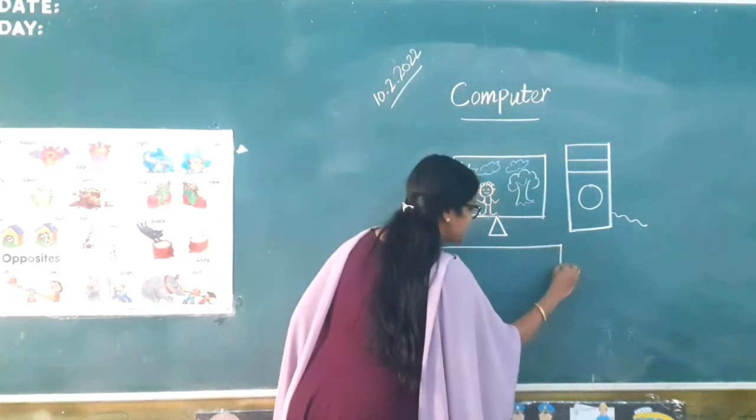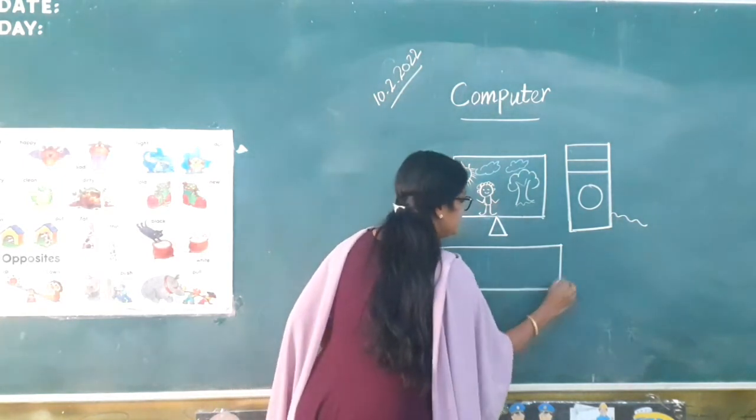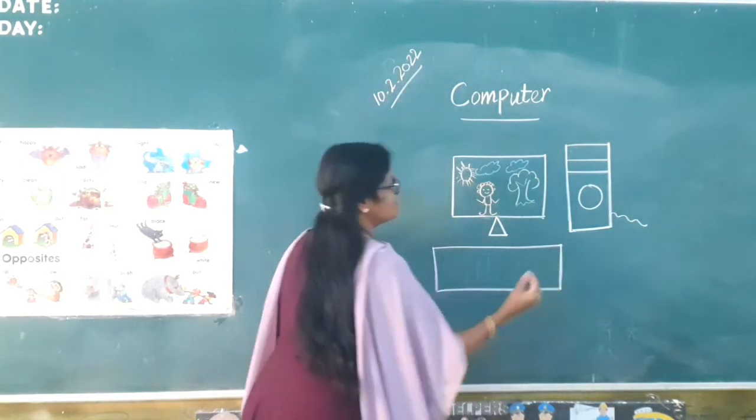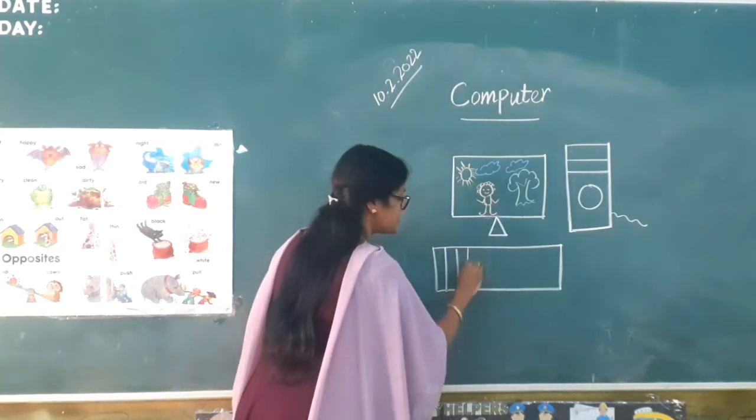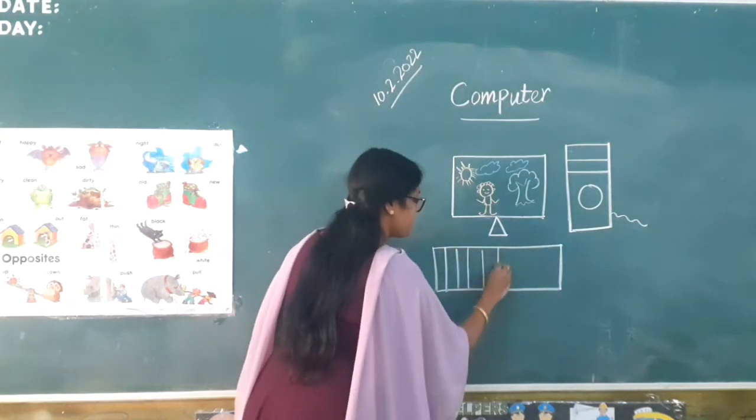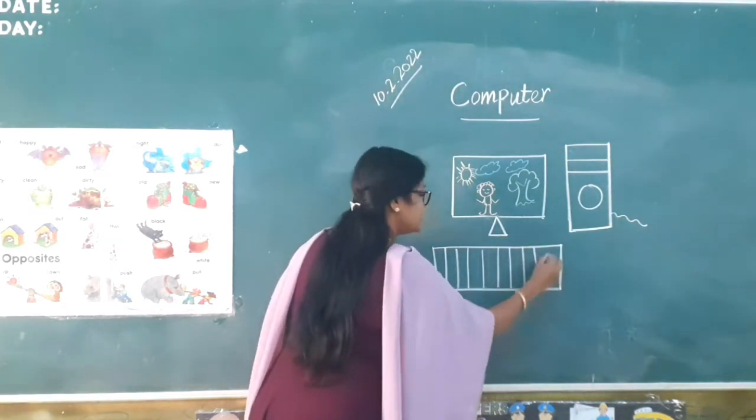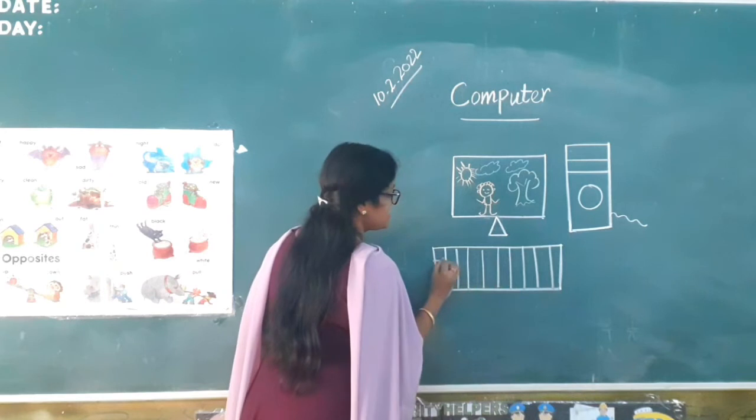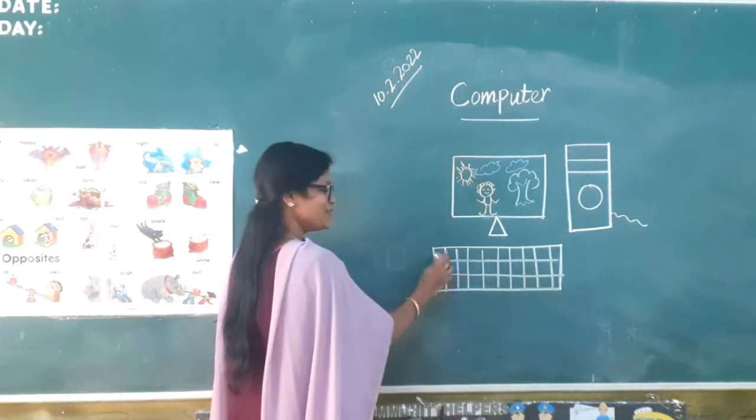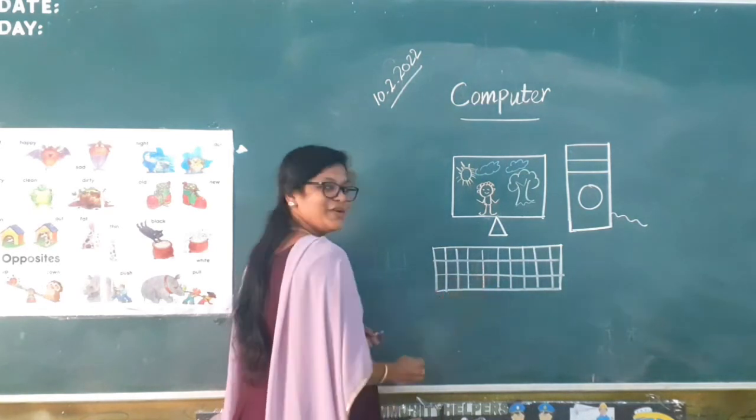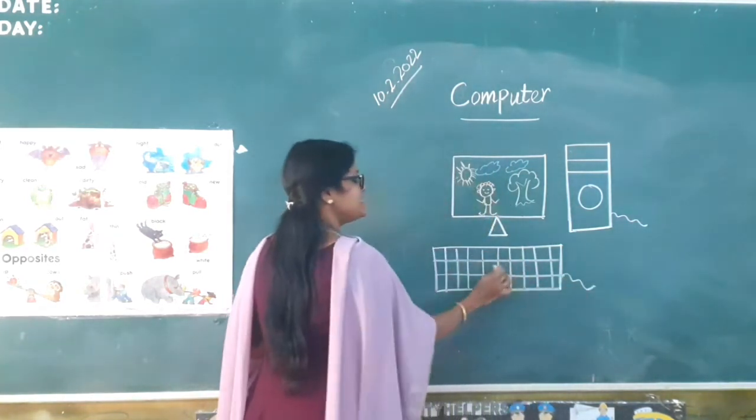Then let's draw the keyboard. Same, a rectangle. Now you can draw small lines. We are just drawing the keys. Then separate these lines. That's it. And you can write the keys. You can look at the keyboard and write the keys in this.